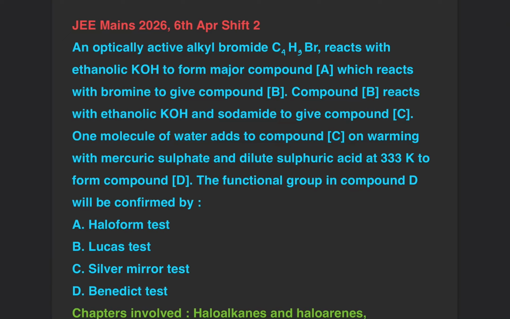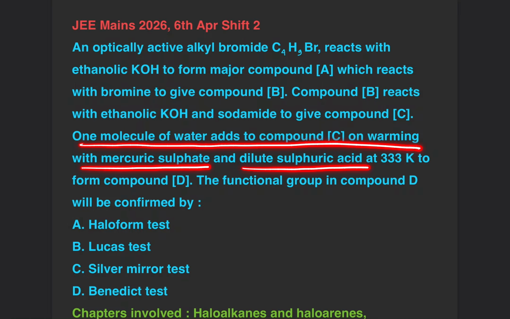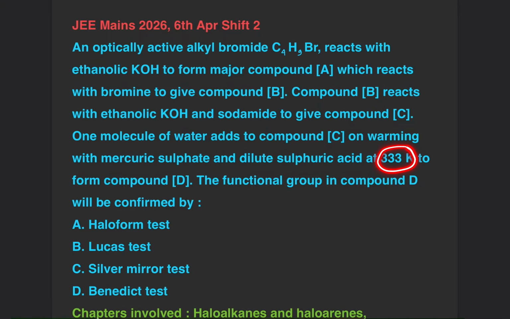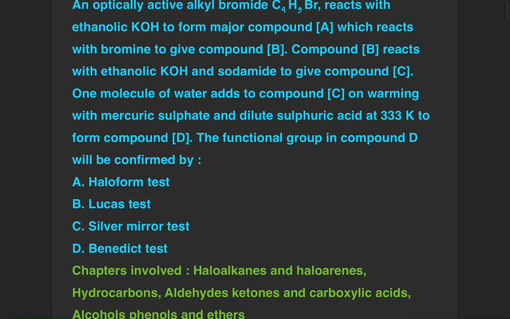Hello everyone. So this is a question from JEE Mains 2026 6th April Shift 2. An optically active alkyl bromide C4H9Br reacts with ethanolic KOH to form A, which reacts with bromine to give B, which reacts with ethanolic KOH and sodamide to give C. One molecule of water adds to C on warming with mercuric sulfate and dilute sulfuric acid at 333 Kelvin to form D. The functional group in compound D will be confirmed by.